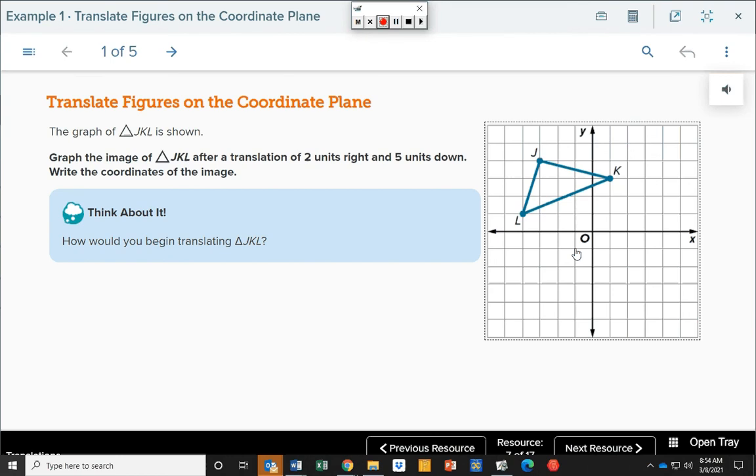-1, -1. What about the new K? 2 units right, 5 units down. What's that one going to be? 3, -2. And what about the new L? Tell me the new L without moving it. -2, -4. Good. Over 2, down 4. Good.